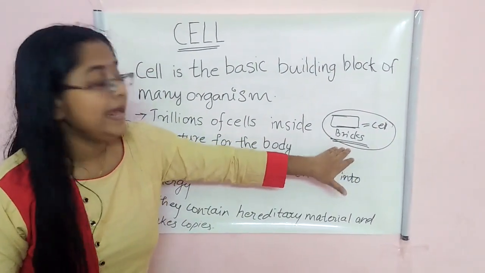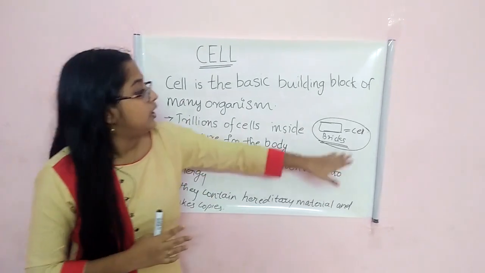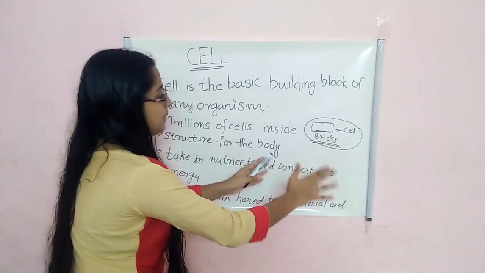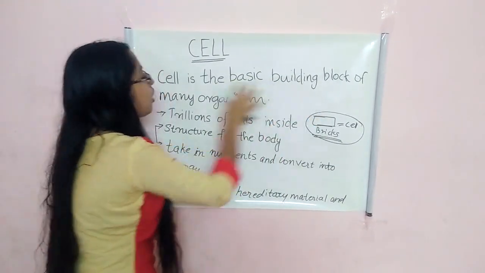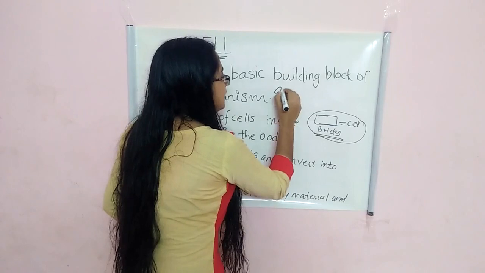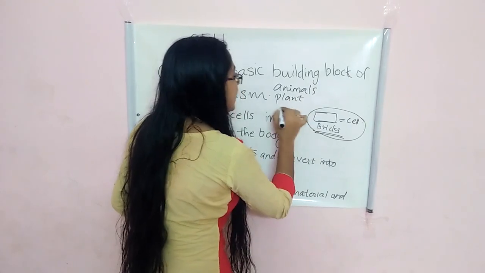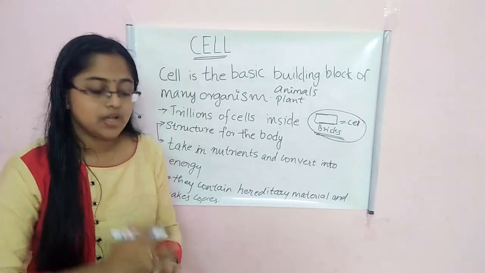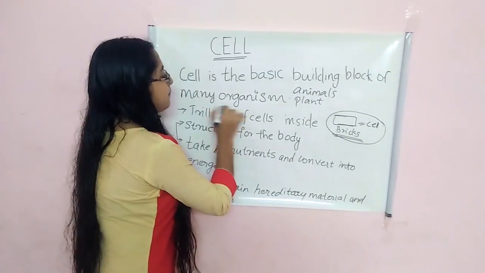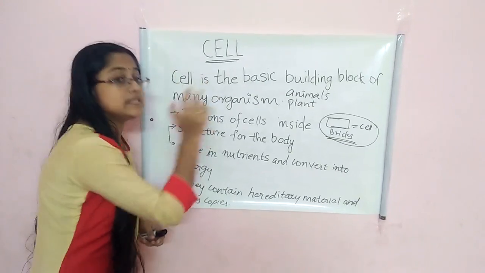Likewise, in the case of a human body, a plant body, or any other organism which has life, the basic building block is the cell. So the cell is the basic building block of many organisms. These many organisms include animals, plants, and microorganisms, such as bacteria and viruses; everything comes under many organisms. So this is a simple definition of what a cell is.